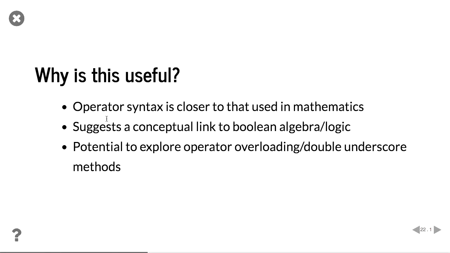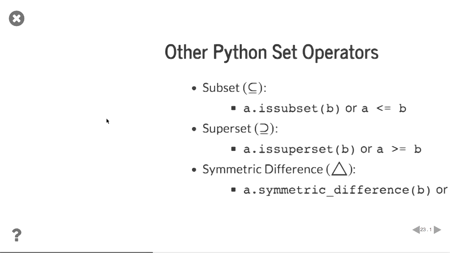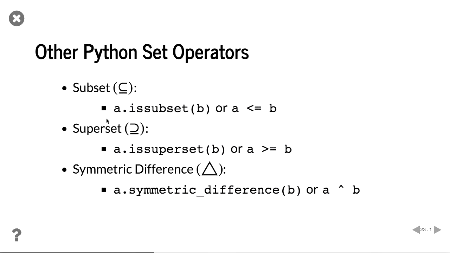But what's more, this actually suggests a really useful conceptual link to other topics like Boolean algebra and logic. You saw that for a union, we use the vertical bar character. Well, in Boolean logic, that's an OR symbol, and the union of two sets is the element in A or B. So that we can start extending some of these ideas and linking them to other topics. And then on top of that, we can also start looking at some more advanced computer science topics, talking about things like operator overloading. How is this actually made possible? And in Python's case, that's using the double underscore methods. There's a bunch of other Python set operators as well that are built in, things like subset and superset, or symmetric difference, which is the equivalent of a set XOR.